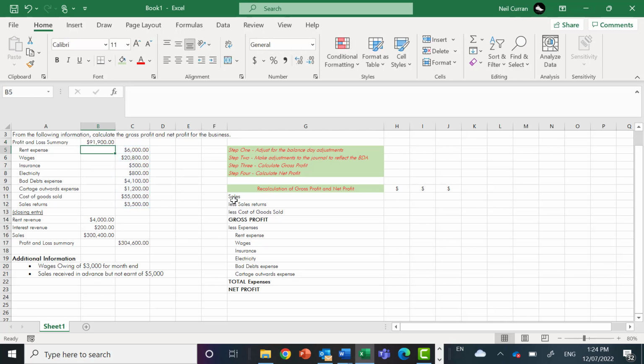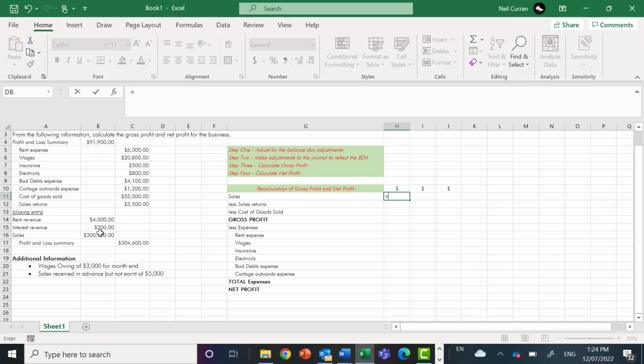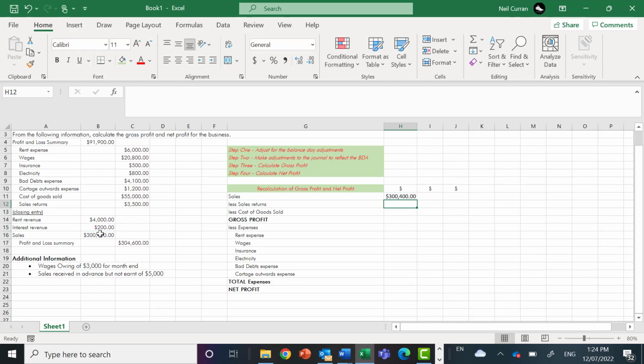Okay, so next is step number 3, to calculate the gross profit. So you're going to have to know how to do this yourself. You will not be given this template for you in your assignment. So the first thing we're going to do is take our sales figure from our journal, and then we are going to take also our sales returns from our journal as well. Now, as we know, you take your sales returns away from your sales to give us your net sales figure.